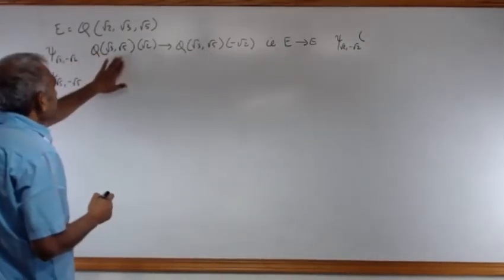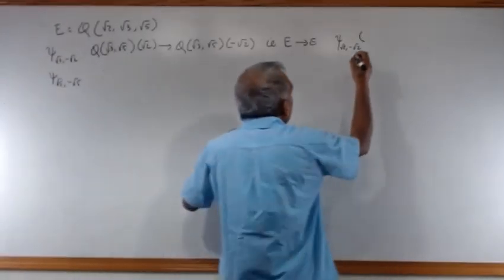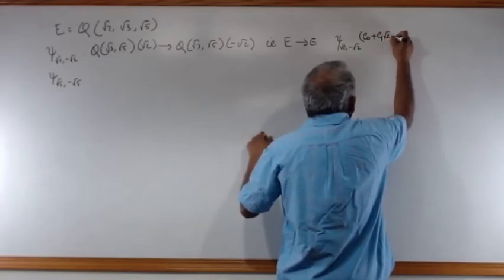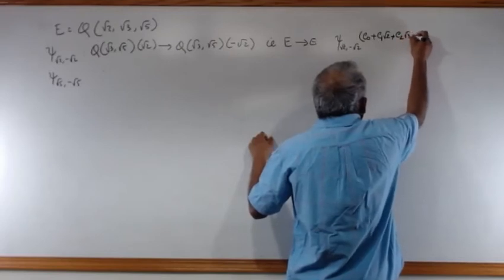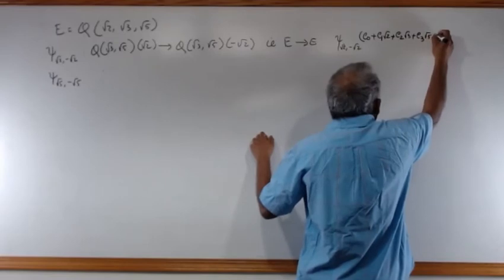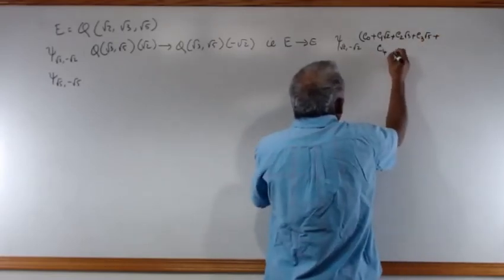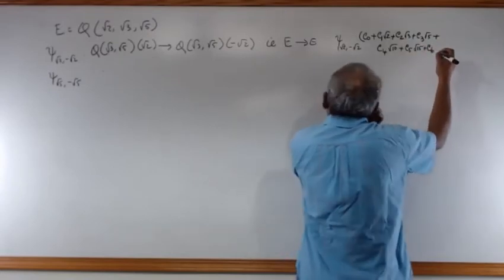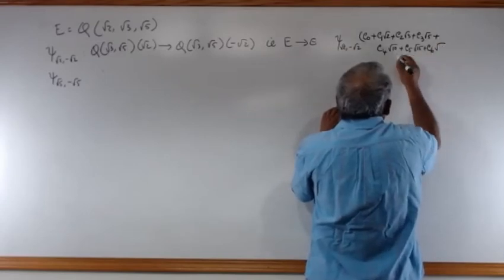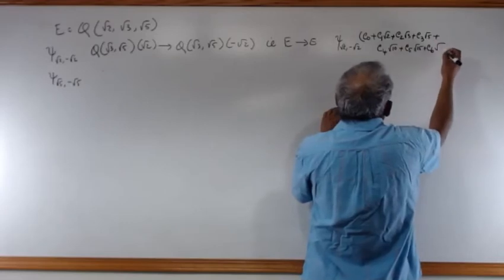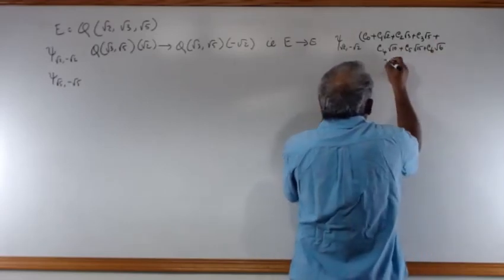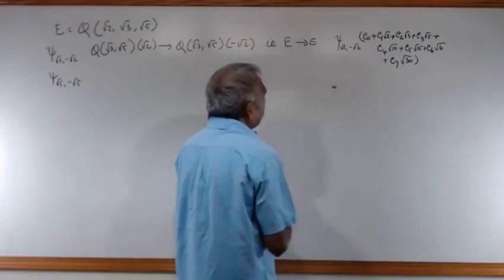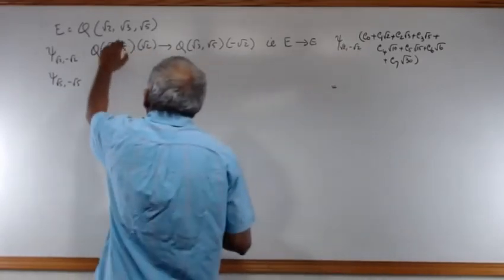the elements of E. Elements of E is going to be c0 plus c1 root 2 plus c2 root 3 plus c3 root 5 plus c4 root 10 plus c5 root 15 plus c6 root 6 plus c7 root 30 equal to, this is a general element of this.